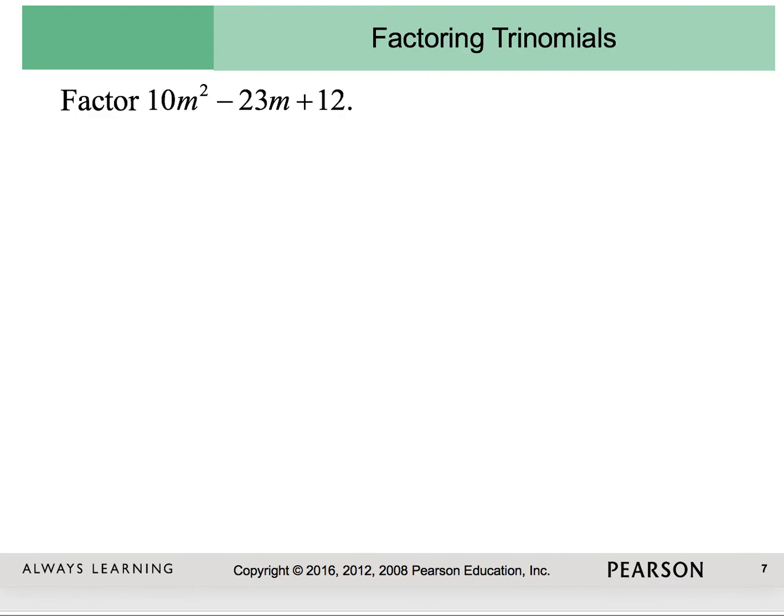Okay, I'm going to look for a common factor because, for one thing, look how big those numbers are going to be. But 10 and 23 don't have anything in common, so no luck. All right, I need two numbers that multiply to give 10 times 12, which is 120, and add to give negative 23.